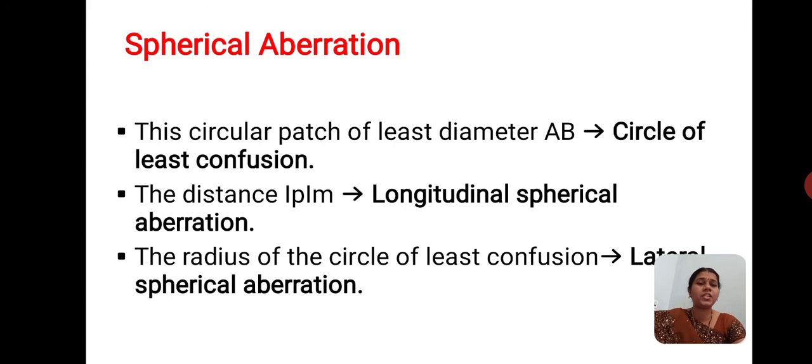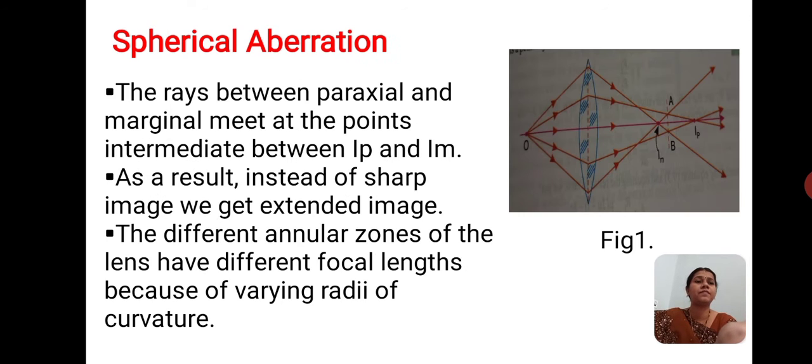This is one type of the spherical aberration. Then another one, what is that? The radius of the circle of least confusion is known as the lateral spherical aberration. Here we can see now, already I have explained there. At this AB, the image is going to appear as a circular patch. So the radius of the circle of least confusion is known as the lateral spherical aberration.